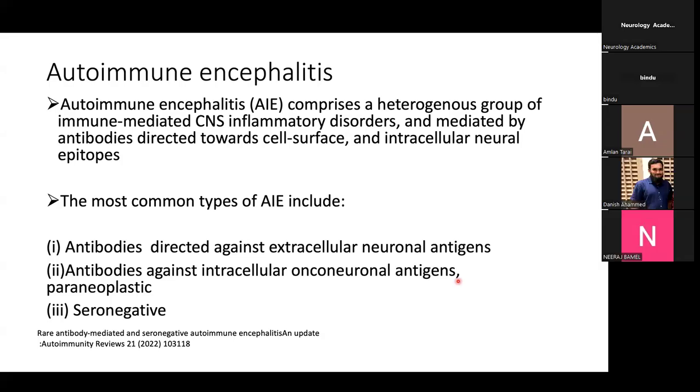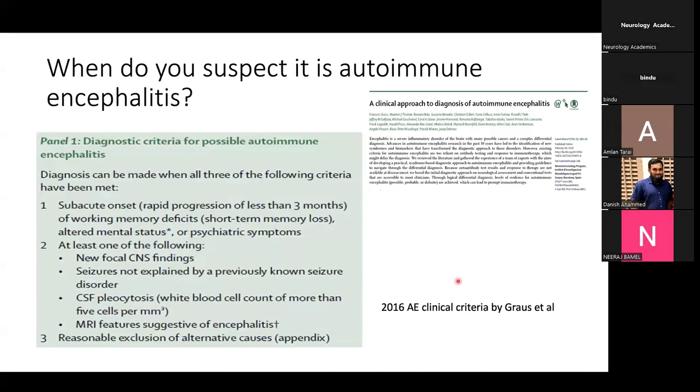When do we suspect autoimmune encephalitis? The diagnostic criteria are depicted by the 2016 autoimmune encephalitis clinical criteria by Graus et al. And the diagnosis is made by all three of the following criteria.